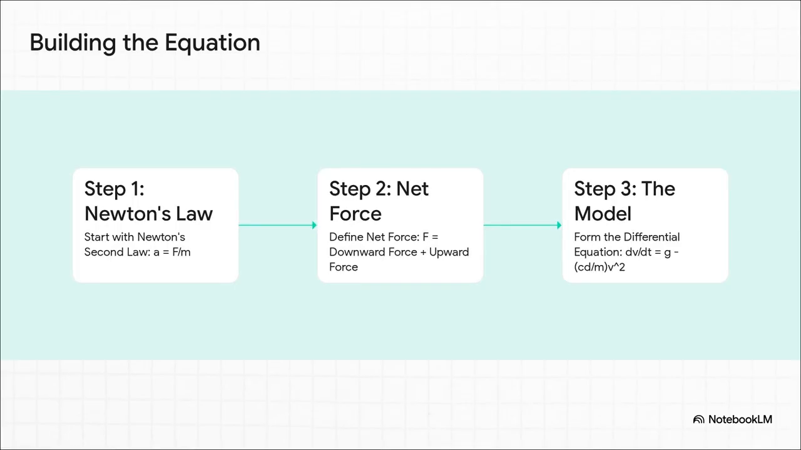And here's how we turn that physical tug-of-war into a mathematical equation. We start with a classic, a cornerstone of physics, Newton's second law. Then we define our net force, F, as the downward force of gravity minus that upward force from air resistance, which, by the way, gets stronger the faster the jumper falls. We put all of that together, and voila, we get this, a differential equation. Now, don't let that term dv/dt throw you. All it means is the rate of change of velocity. In other words, it's just a fancy way of saying acceleration. This single equation right here, that's our complete mathematical model for the falling jumper.